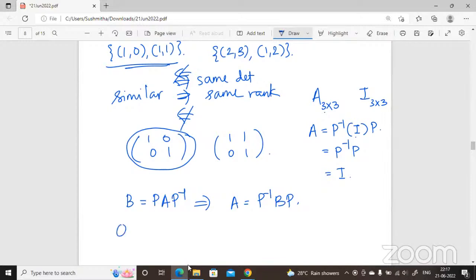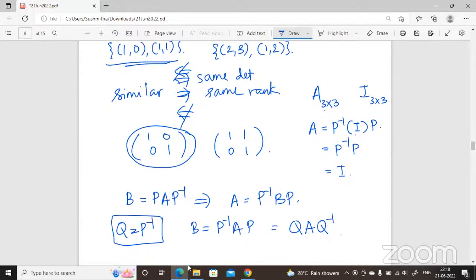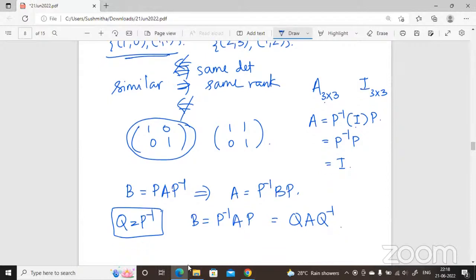Put Q is equal to P inverse. That's all. B is equal to P inverse A P is what the professor says. You want P to be in the front, so that's going to be Q A Q inverse. That's it, right? It's just a matter of notation. If you want P A P inverse, your P will be equal to the professor's P inverse.